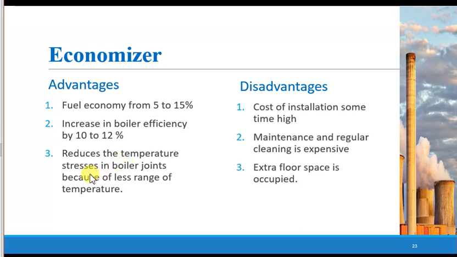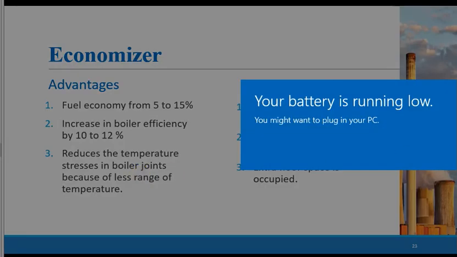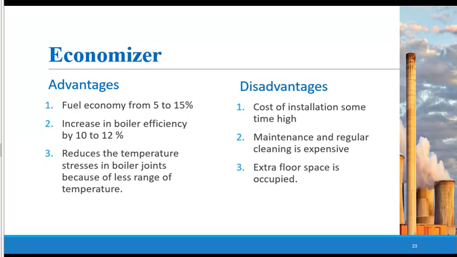It reduces the temperature stress in the boiler joints because of the lesser range of temperature. Because as we enter the heated water or the hot water into the boiler, it will increase the temperature from that range to the saturation range of the steam. So as the range decreases, the stress on the boiler joints also decreases.